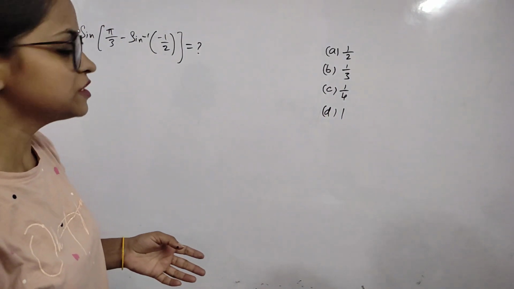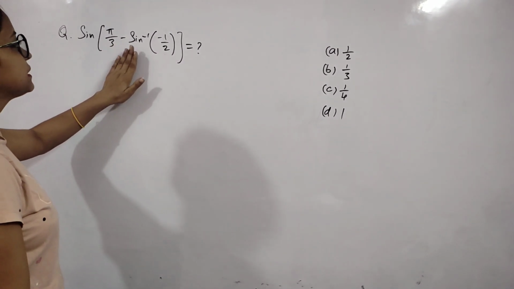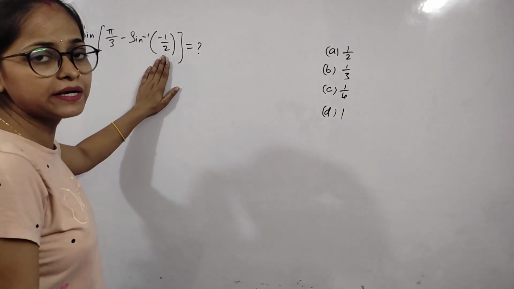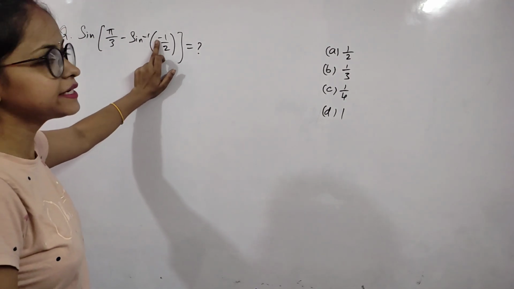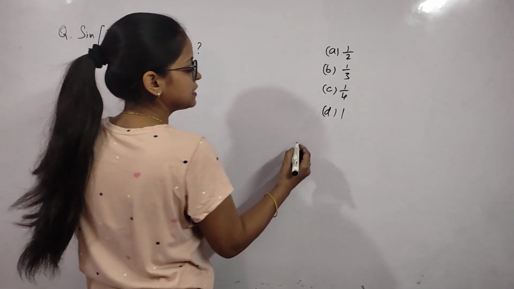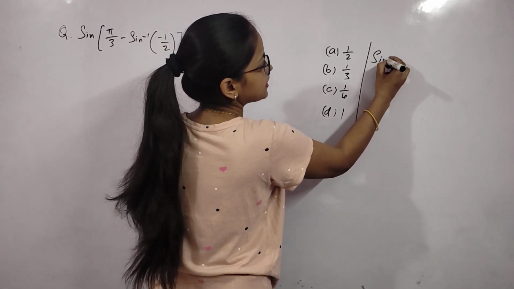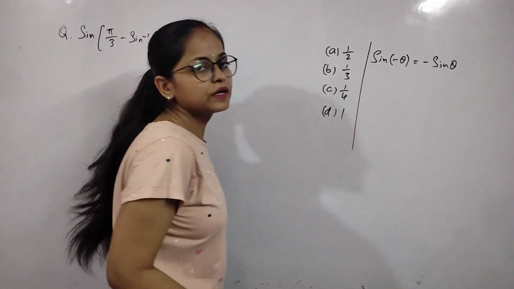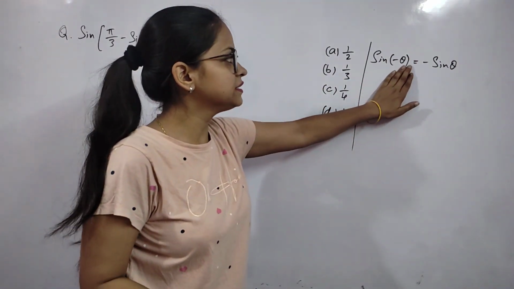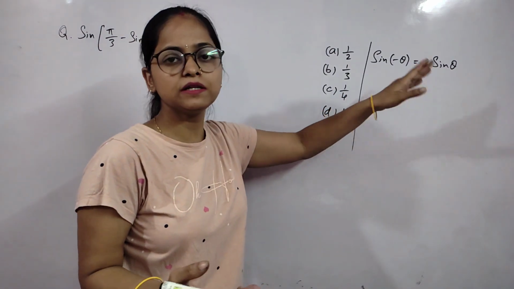Okay, now to solve this question, what concepts do we have to use here? Sine of pi by 3 minus sine inverse of minus 1 by 2. Here the angle is negative. So we have the concept that sine of minus theta will be minus sine theta. If the angle inside the sine function is negative, the minus symbol will come outside.